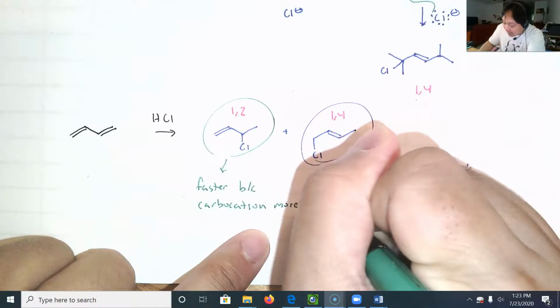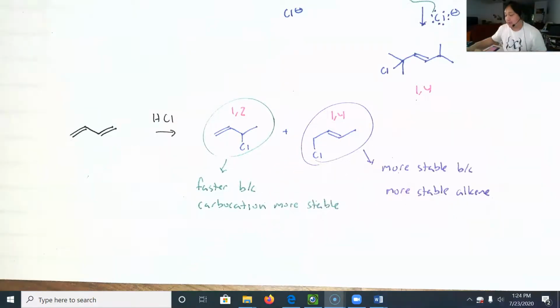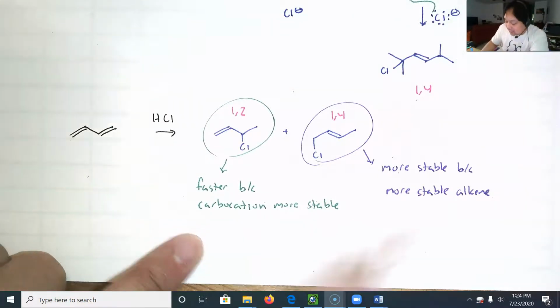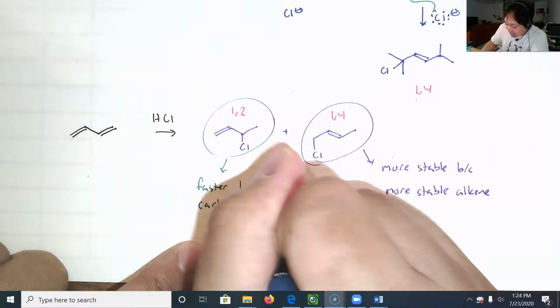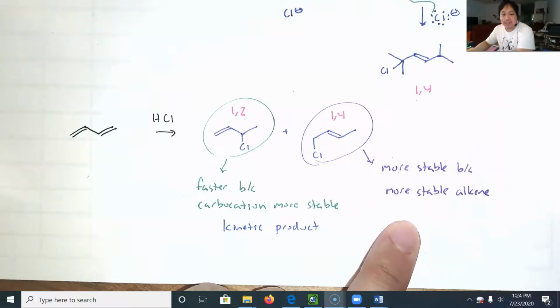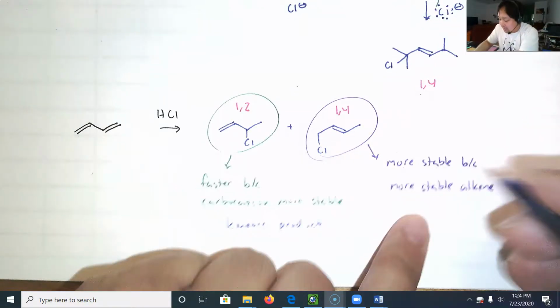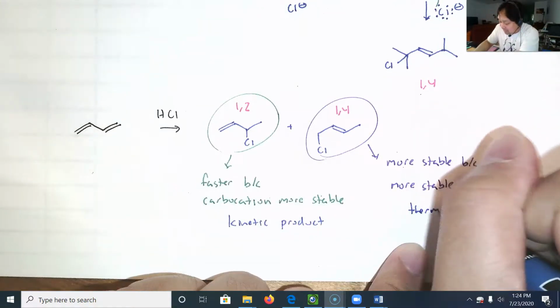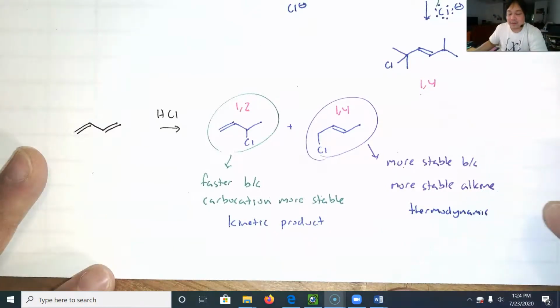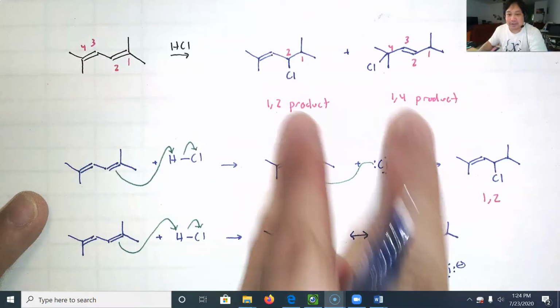These have different names, not 1,2 and 1,4, but maybe you've heard of these names before. If it's faster, that is called the kinetic product. If it's more stable, we know that as a thermodynamic product. I'll let you digest that in just a bit, but there was a problem because I wanted to do thermodynamic and kinetic for these two as well.